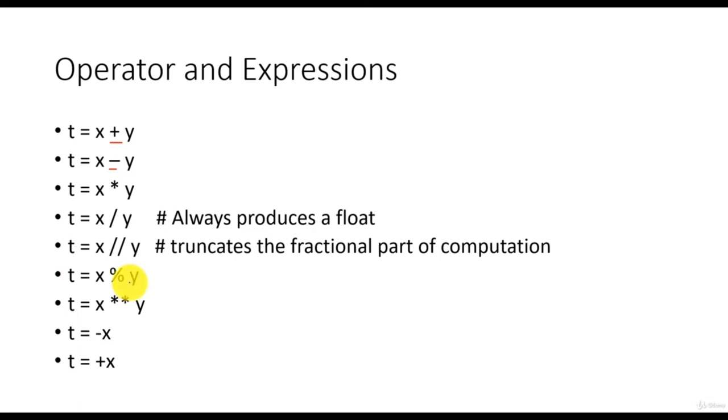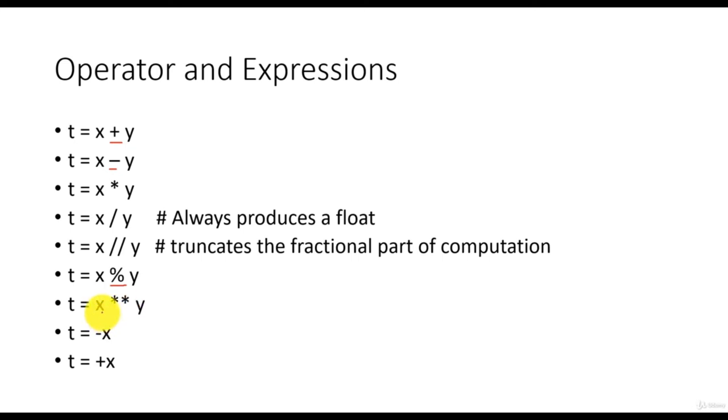Next, if we want to get the remainder value of a division operation, then we can use the percentage operator. In this case, if x is 5 and y is 2, we know that if 5 is divided by 2, then the remainder is 1, so t will get the value 1. Next operator is the power operator, double star.